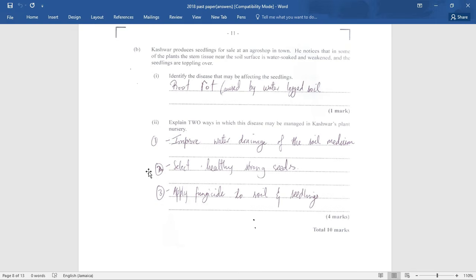So he should always have a program where he applies fungicide. Don't wait till the disease occurs. Apply the fungicides before. Apply them on a program. So maybe every 3 weeks, every 2 weeks, etc.